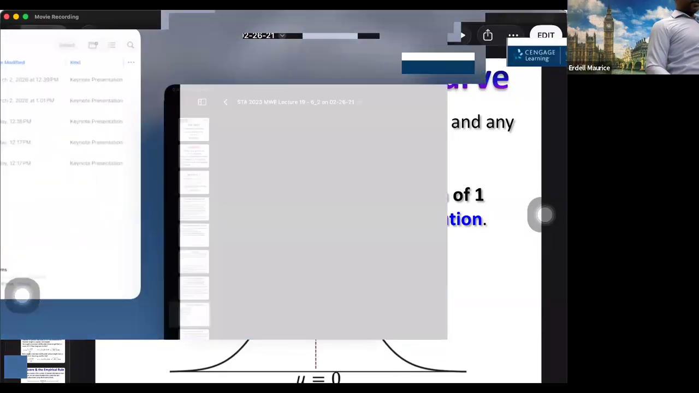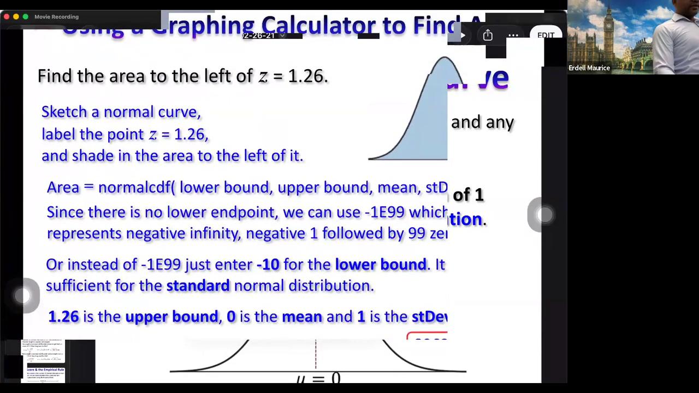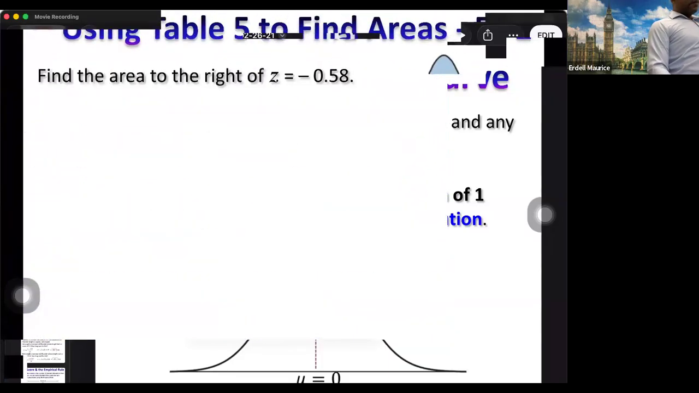All right, so they say, this is so hard. Let's try and make it harder. And then they ask, what happens if I want the area to the right of z, negative 0.58? See if you can get this solved for me, please. This time we want the right.